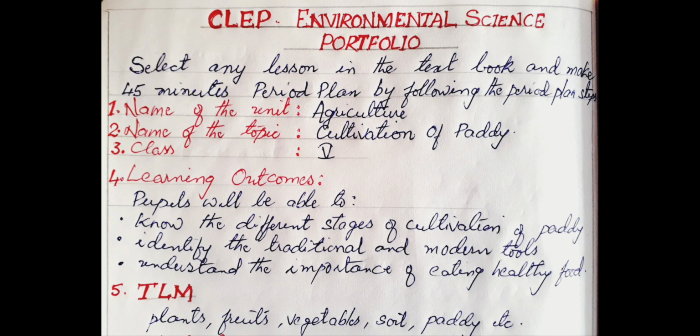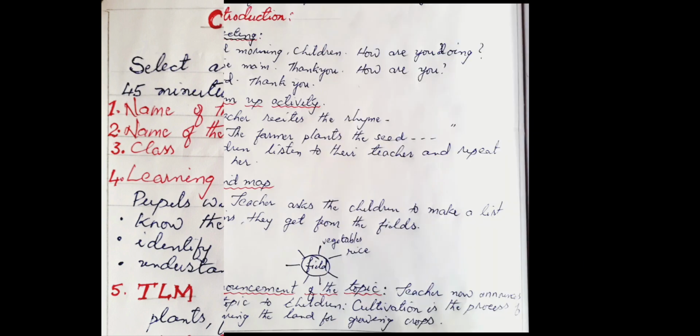First step, name of the unit: agriculture. Name of the topic: cultivation of paddy. Class: 5th. Learning outcomes: pupils will be able to know the different stages of cultivation of paddy, identify the traditional and modern tools, and understand the importance of eating healthy food. TLM: plants, fruits, vegetables, soil, paddy.